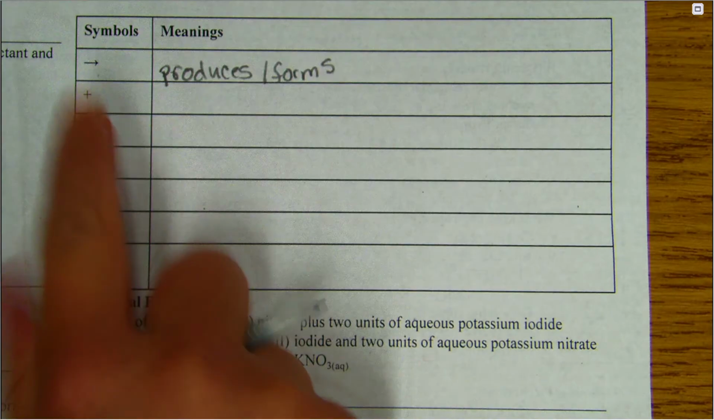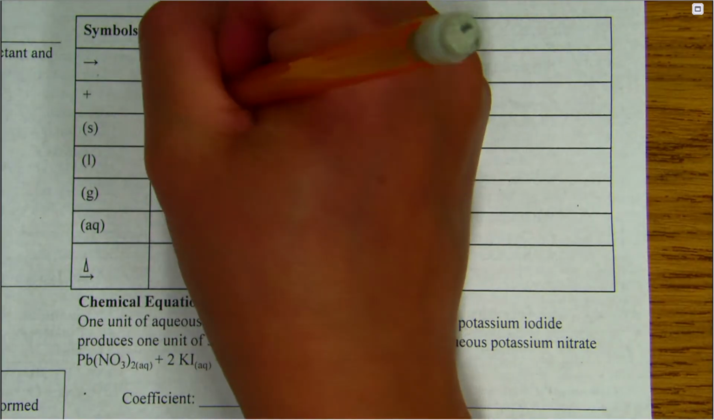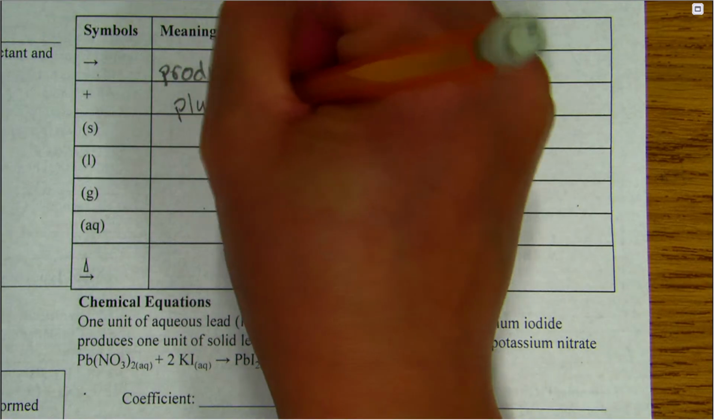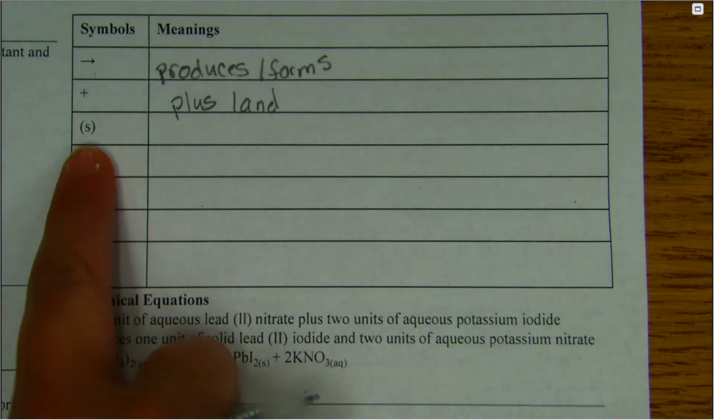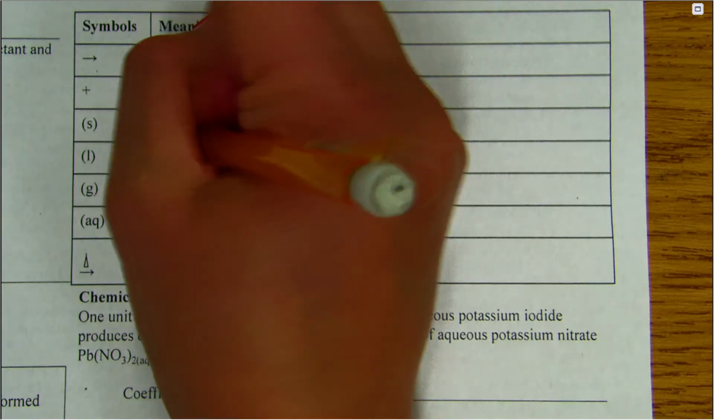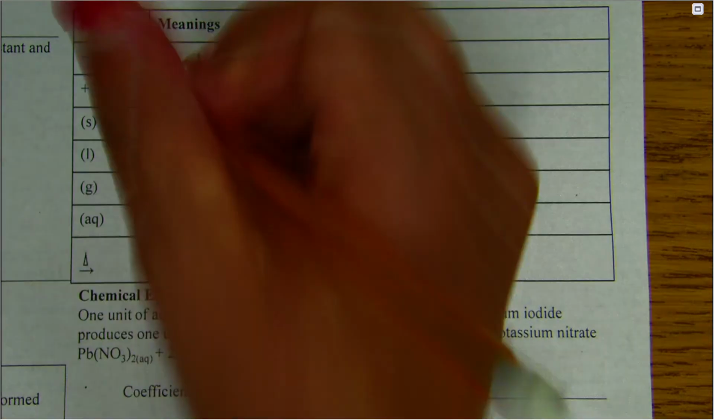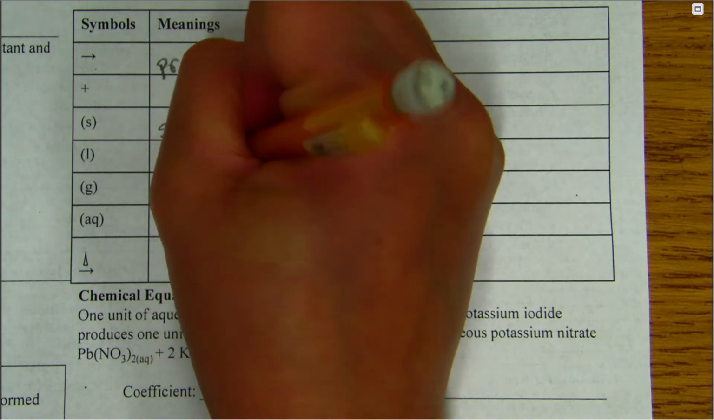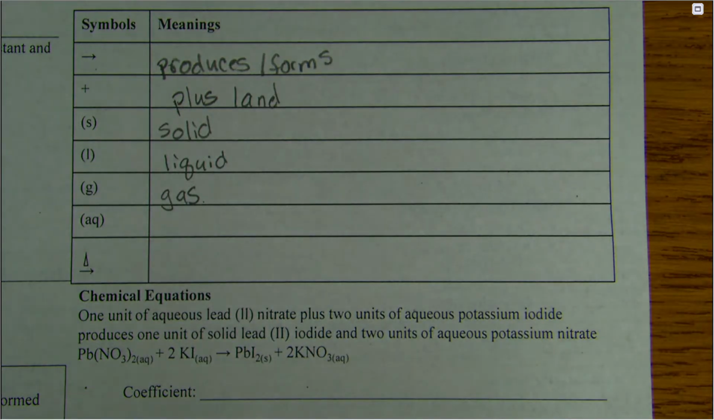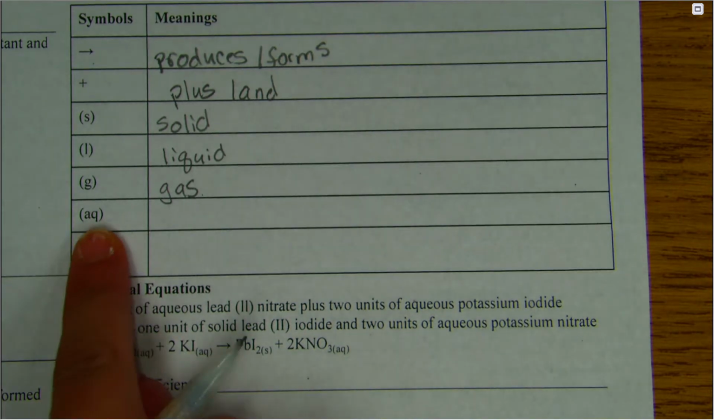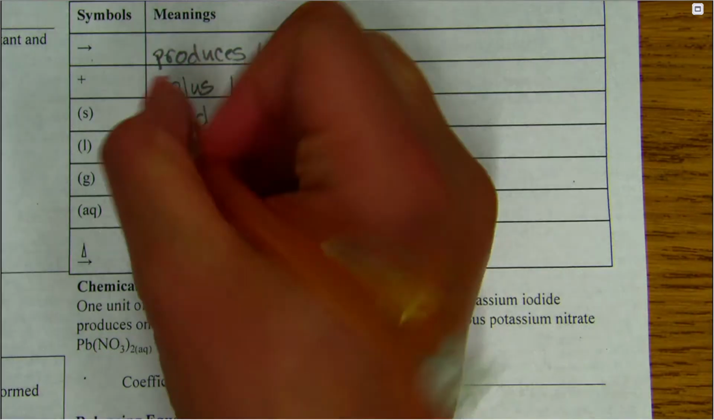A plus sign is just exactly what you think it is, plus or and. An S stands for our state of matter solid. An L stands for the state of matter liquid. A G stands for the state of matter gas. And now we've already discussed solid, liquid, and gases in a previous unit. Now here's a new one, AQ. AQ means aqueous.